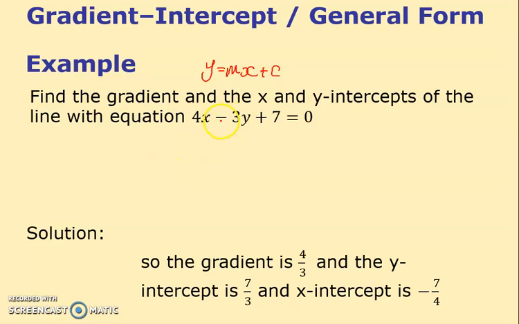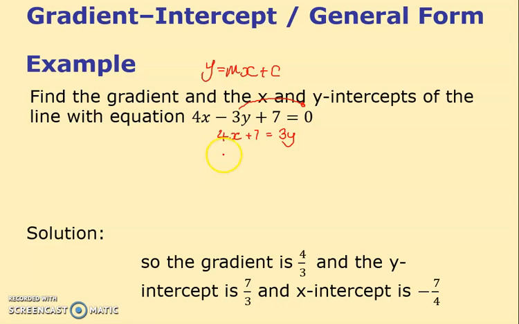You'll notice at the moment I've got a negative 3y here. So I'm going to move that over. I just don't like having negatives, as I said. It'll leave 4x plus 7 on the left equal to the 3y. Notice the minus becoming plus. And then all I'm going to do is divide by the 3.